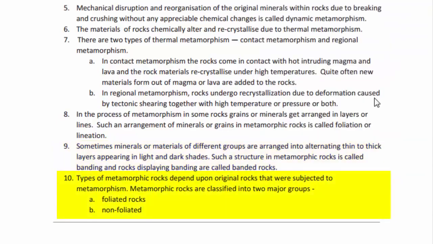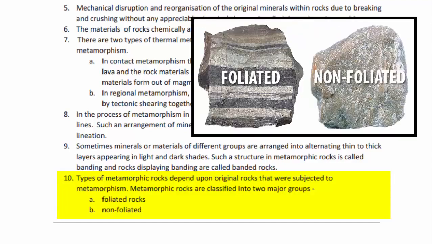Now, types of metamorphic rocks depend upon the original rocks that were subjected to metamorphism. Metamorphic rocks are classified into two groups, foliated rocks and non-foliated rocks. We have read about what foliated rocks are. Under foliated rocks you will see a nice clear pattern, and then you have a banded rock. But the non-foliated rocks look like this.